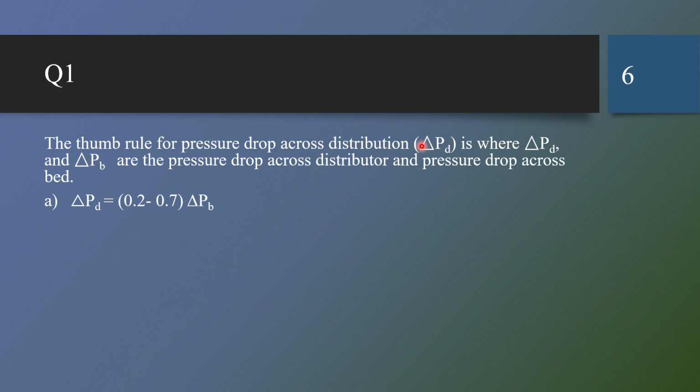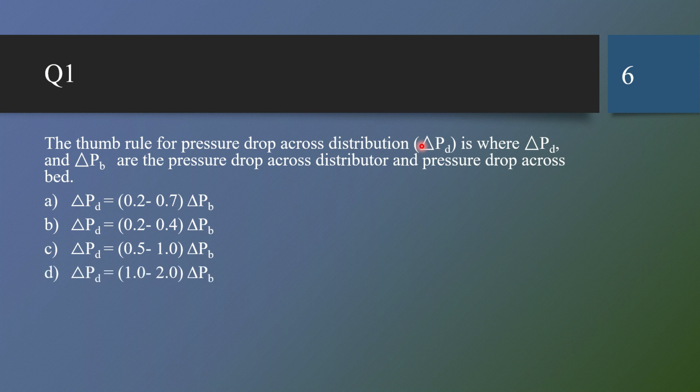The first option is delta PD is equal to 0.2 to 0.7 delta PB, option B is 0.2 to 0.4 of delta PB, option C is 0.5 to 1 of delta PB, and option D is 1 to 2 of delta PB. The right answer is delta PD equal to 0.2 to 0.4 times delta PB. So the answer is option B.